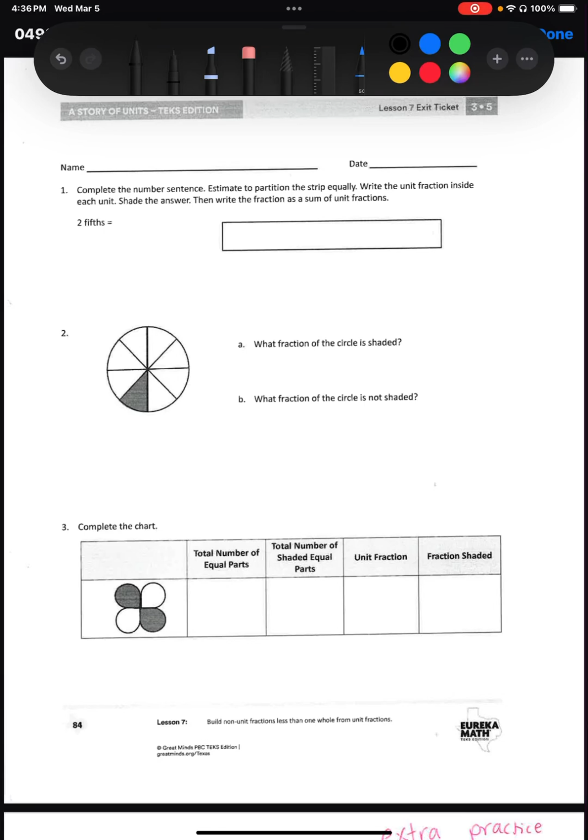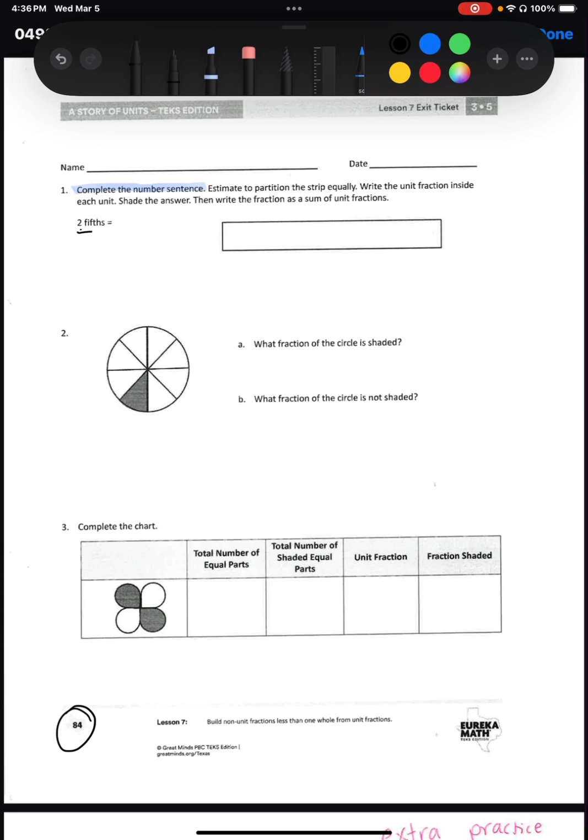This video is going to cover the page 84 extra practice. For this page, we're going to be covering how to build fractions that have a value less than a whole. So problem 1 has a lot of parts to it. It first says complete the number sentence. So let's start with that first part.